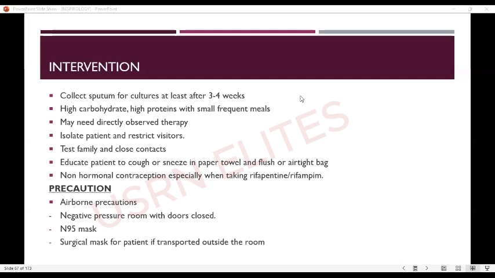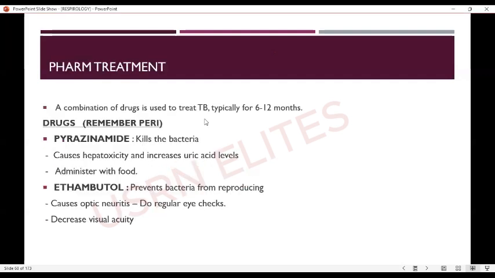So this is something you should know for your NCLEX when it comes to airborne precautions and some management for the patient with TB. Okay, right. Now let's talk about the drugs.